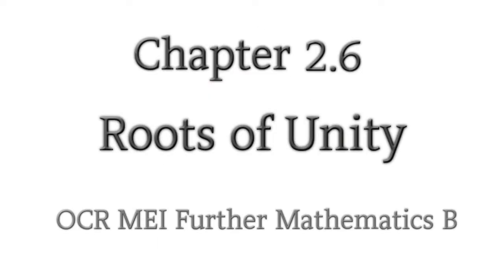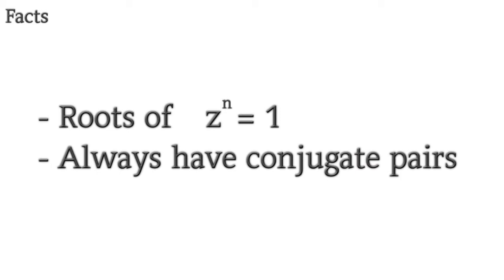Welcome back to OCR MEI Further Mathematics B, Chapter 2.6, Roots of Unity. So unity means just one. So the roots of unity is essentially the roots, or the solutions, for a complex number to the power of n, which equals 1.